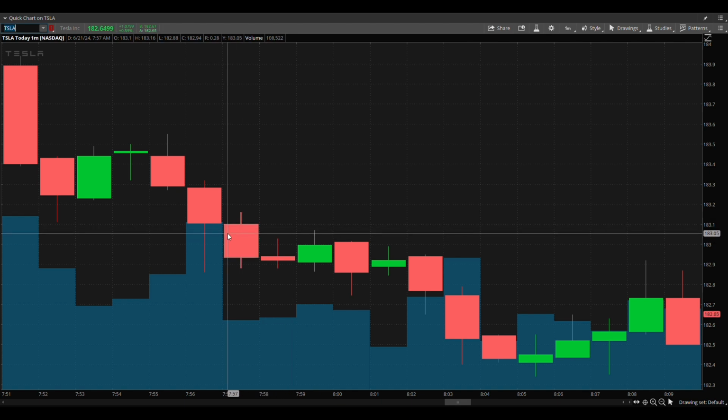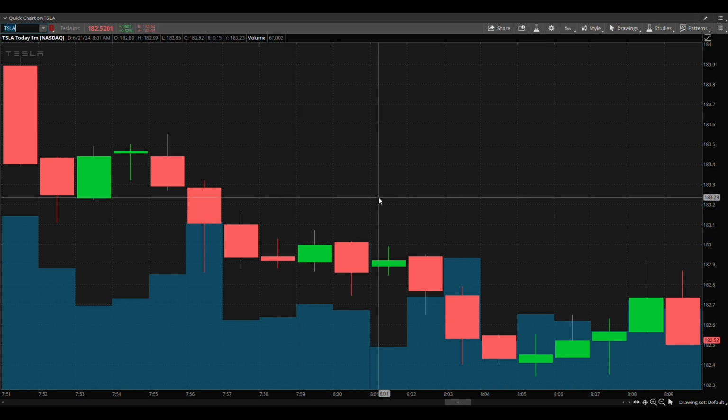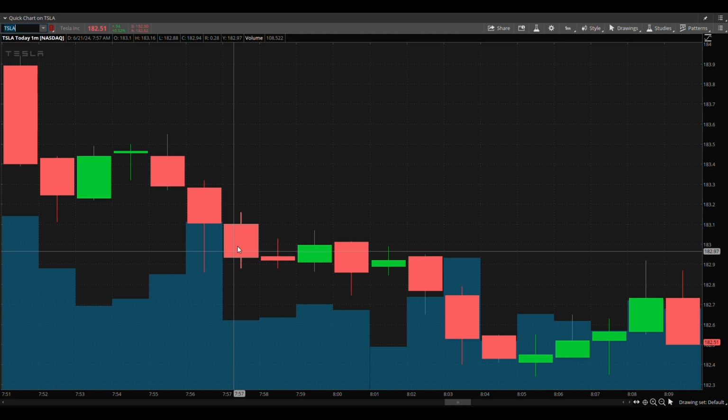I have it set for red as down, green as up. That's how most of them are set up. But it does look very confusing for those who have not seen this before or are not acclimated to reading what this means. Right here, red is obviously down.